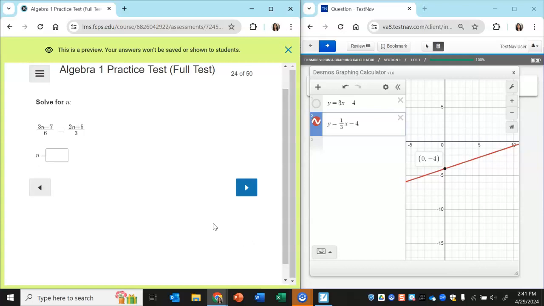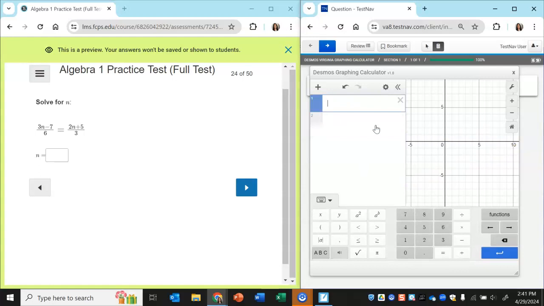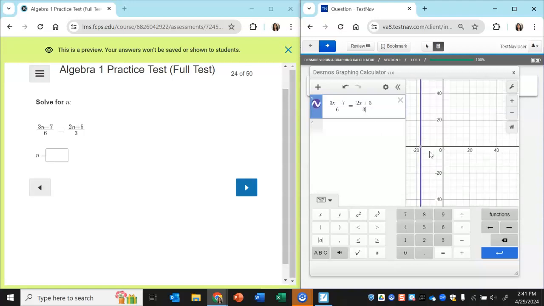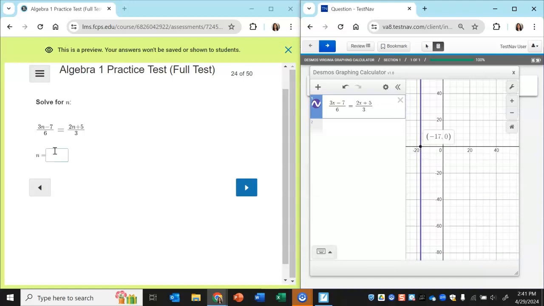For this one, it says solve for n. So since I'm interested in solving in Desmos, I'm going to go ahead and put this in Desmos, but I'm not going to use n because it's not going to help me. I'm going to go ahead and use x to be able to solve it. Equals, change it to x, and zoom out. It's at -17. Okay.